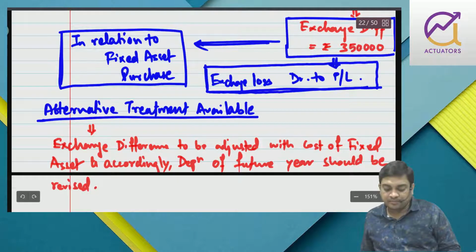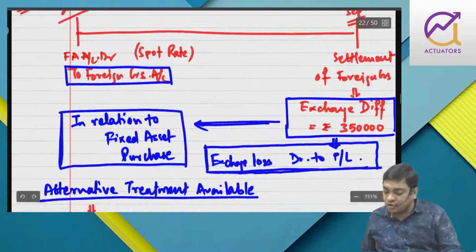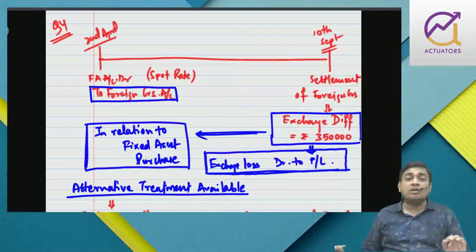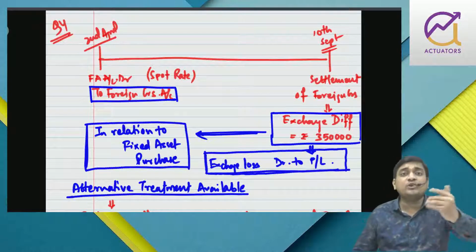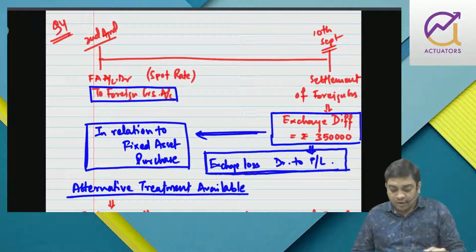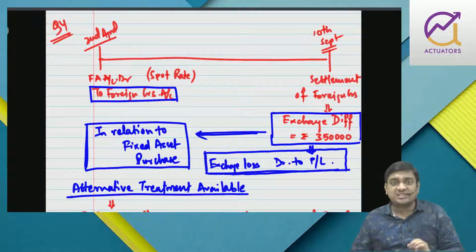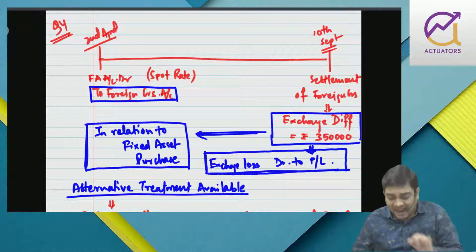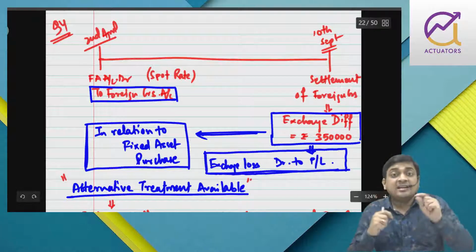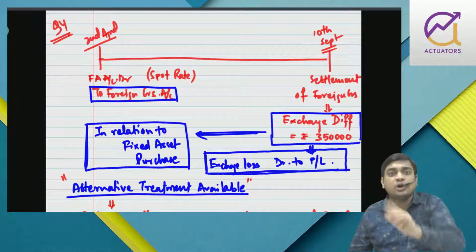If business enterprise is of the opinion that if I show this entire exchange difference in my profit and loss account, then my profit and loss account will move to a negative side, or a deficit it will show. So that is why only in respect of fixed asset I can have this alternative treatment available. That too I have to exercise. And the fact that I have opted for alternative treatment should be disclosed.